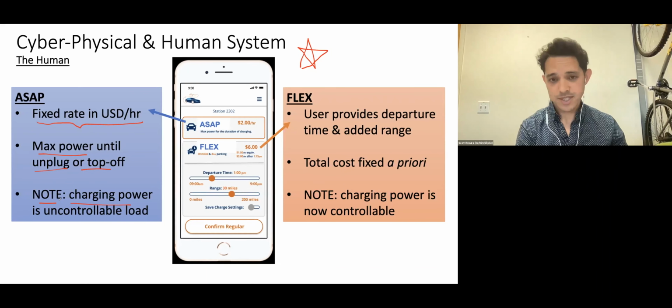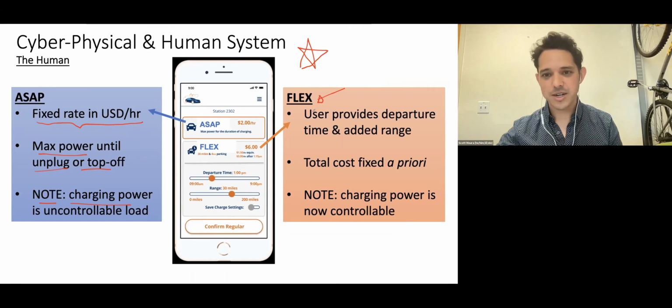Now, flex, and this is a version of demand response that Nali was talking about, kind of an alternate version here. Flex, here, the user will indicate their departure time with this slider, and then the added range of miles that they want from the charging session. And there we know the deadline and the energy amount that we need to deliver by that deadline. And then the cost is given as a total cost. And now charging power is controllable, because within the constraints of delivering power by a certain deadline, we can design the power trajectory as we want, satisfying that constraint.